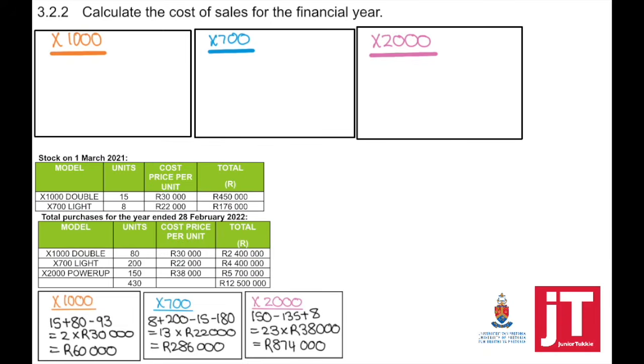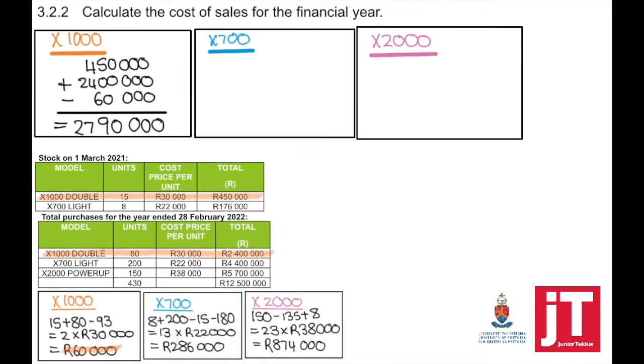Right, looking now at question 3.2.2. Calculate the cost of sales for the financial year. So again, we need to look at each one specifically. Starting with X1000, opening stock 450,000, plus purchases 2.4 million, minus the closing stock, which we calculated in the previous question, equals my cost of sales.